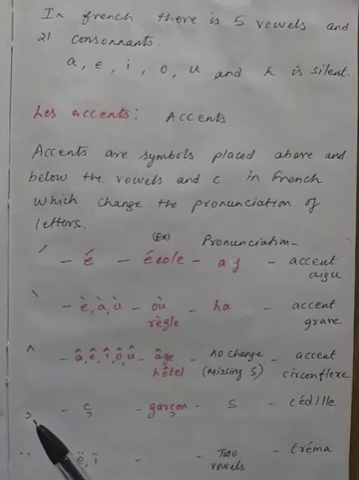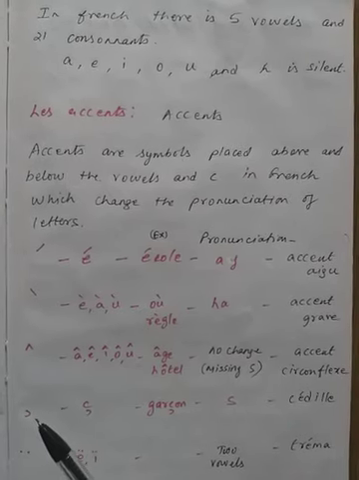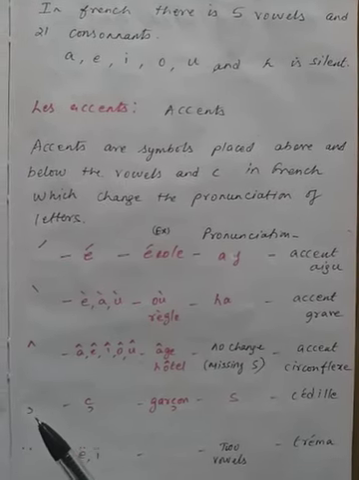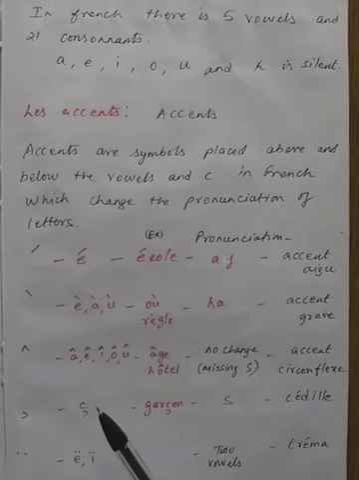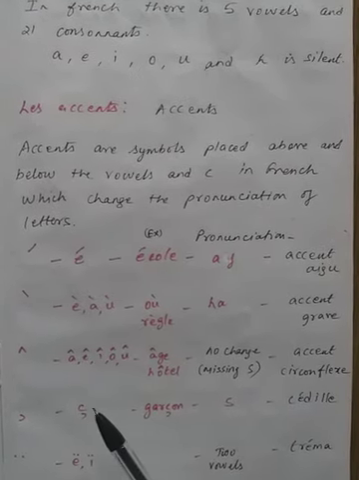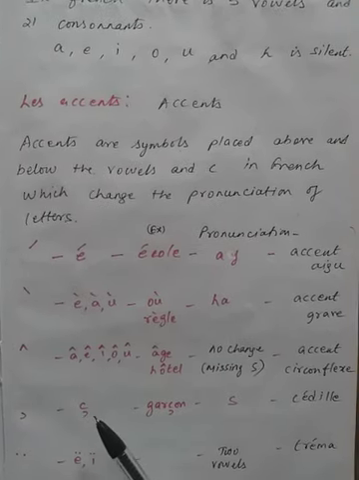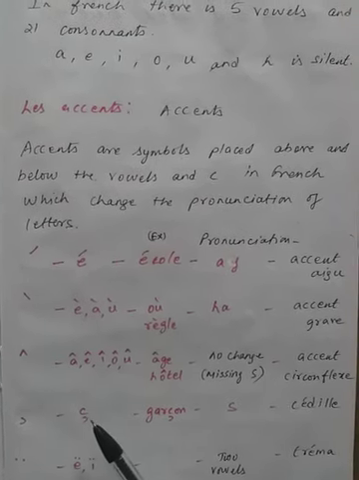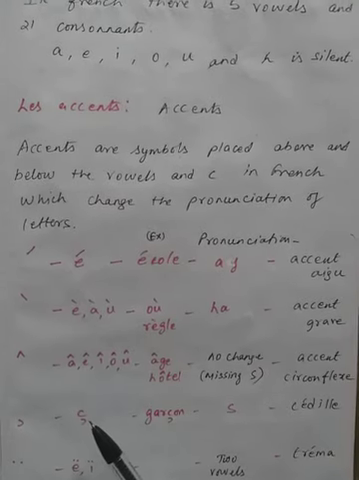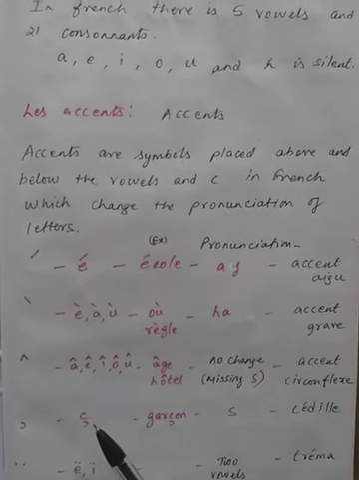Next one, cédille. It is used only on the alphabet C. Below that you have to draw a line like this in this direction. It looks like an inverted C or a bigger comma.